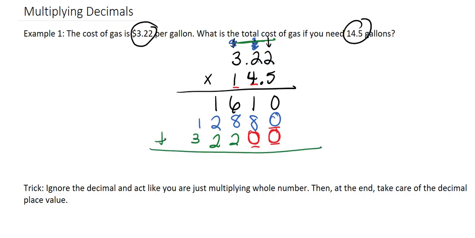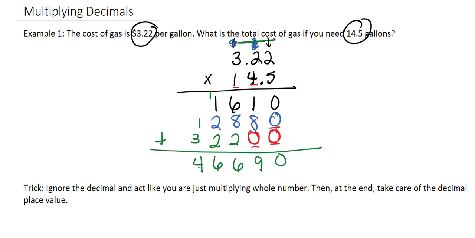Now we add. 0 plus 0 plus 0 is 0. 1 plus 8 plus 0 is 9. Now 6 plus 8 is 14, plus 2 is 16. Put the 6 below, carry the 1. 1 plus 1 plus 2 plus 2 would be 6. 1 plus 3 is 4.